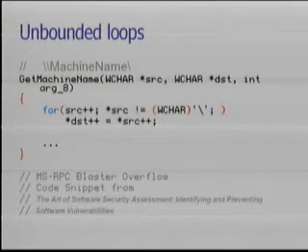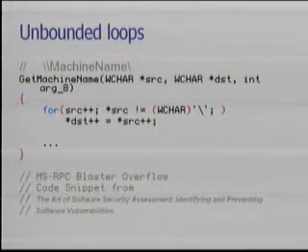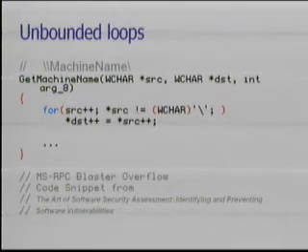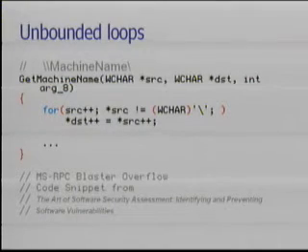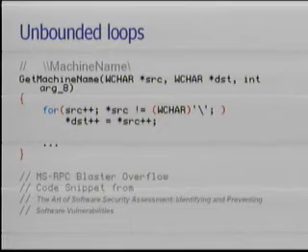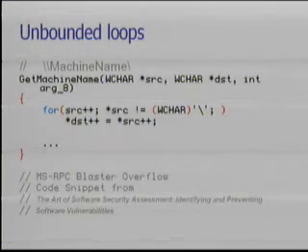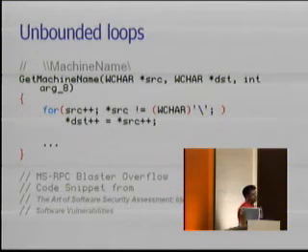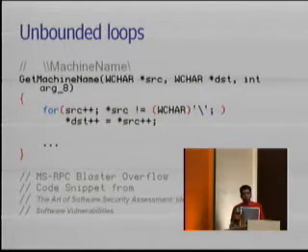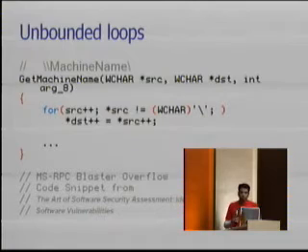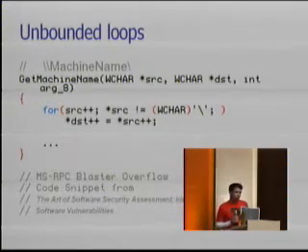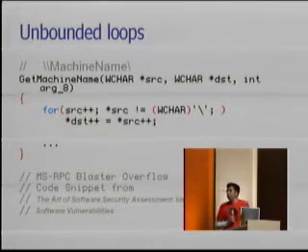Here's something kind of similar. This is the MSRPC Blaster. There was an overflow in the machine name. Basically, going into this function, all it wants to do is pull out the machine name. It knows that the machine name is terminated by a backslash, so it's going to keep on writing into destination until it finds the backslash. So you can make that as big as you want, and you overflow a stack buffer.